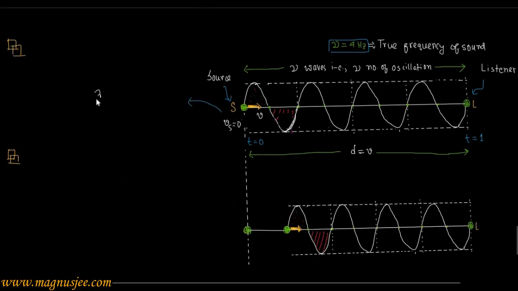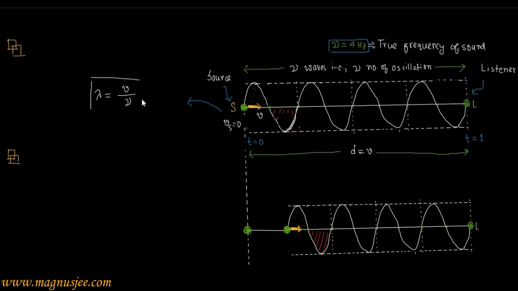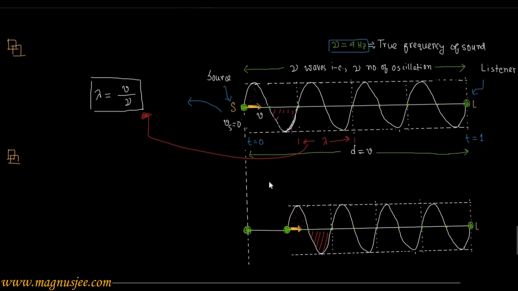For stationary source and stationary listener, the actual wavelength of sound wave is lambda, which is equal to v by nu, where v is the velocity of sound wave and nu is the frequency. Lambda is the wavelength of sound wave, that is, the distance traveled by the sound wave in one complete oscillation. And here lambda is equal to v by nu.